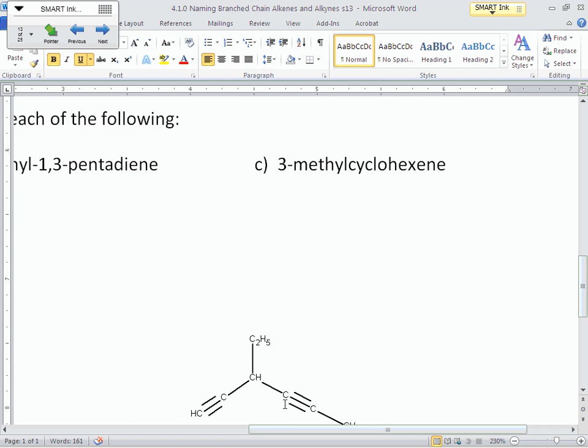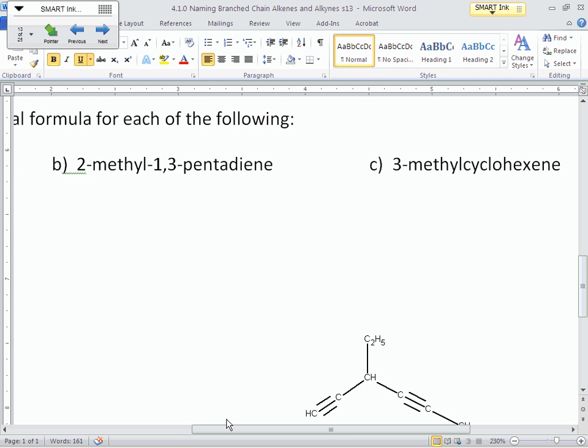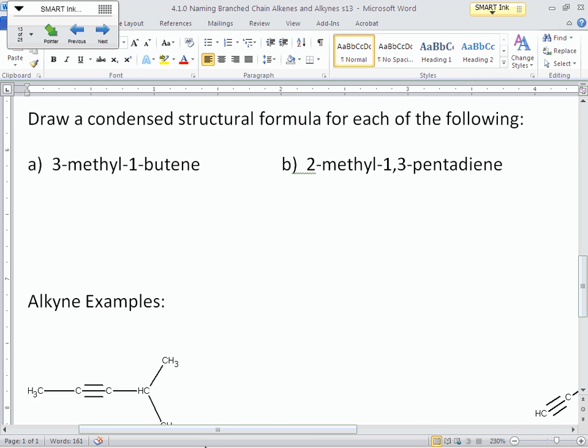Oh, so here we're drawing some enes. Again, drawing enes is easy. Drawing anything is easy. 1,3-pentadiene. So, oops, I've got to change my pen here.